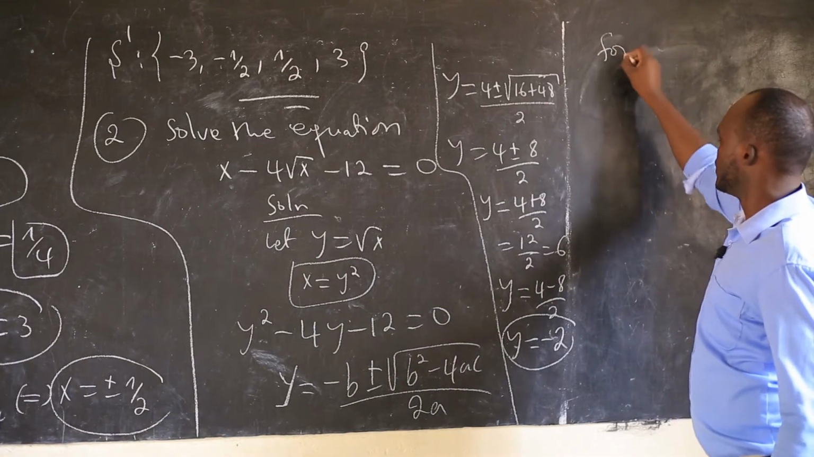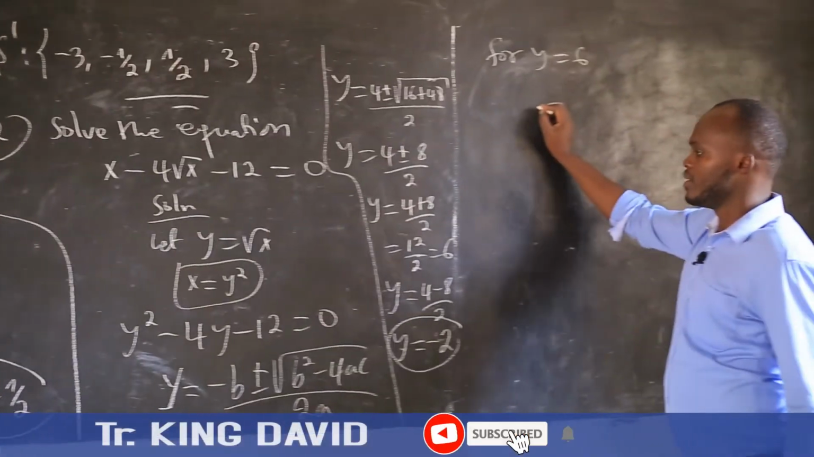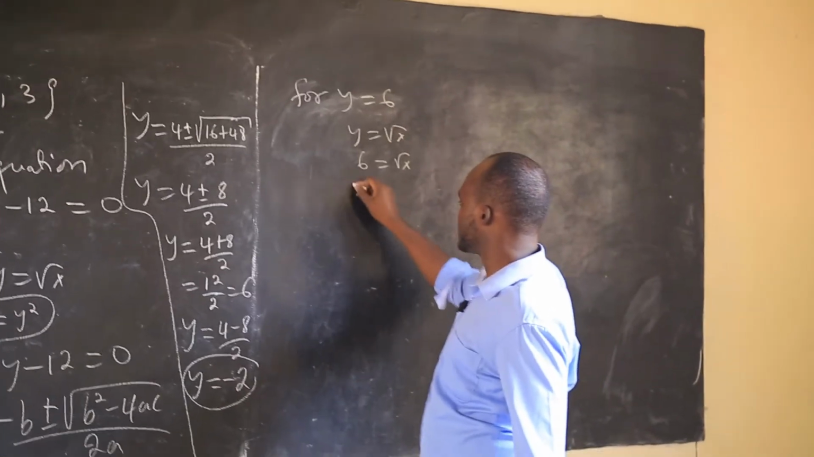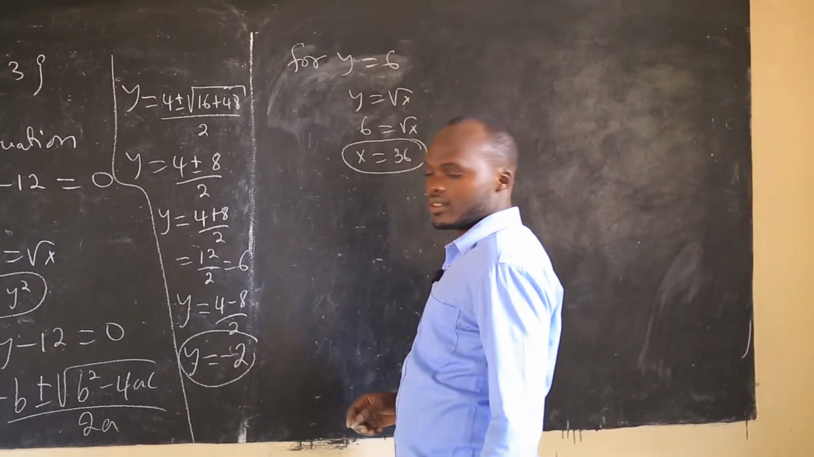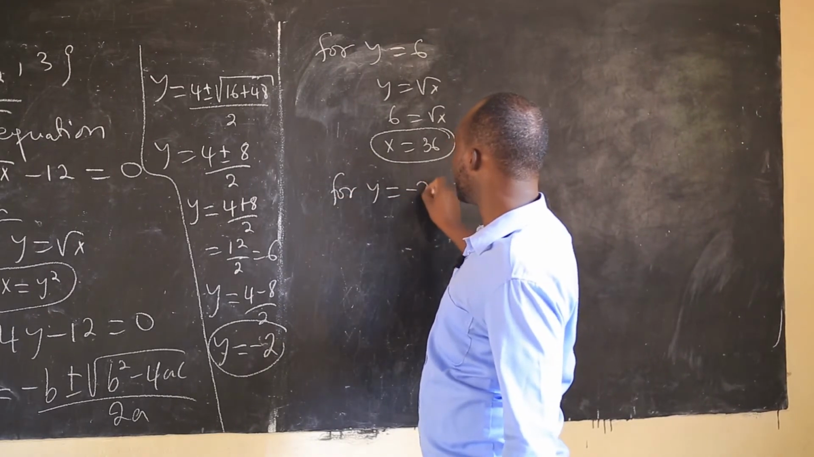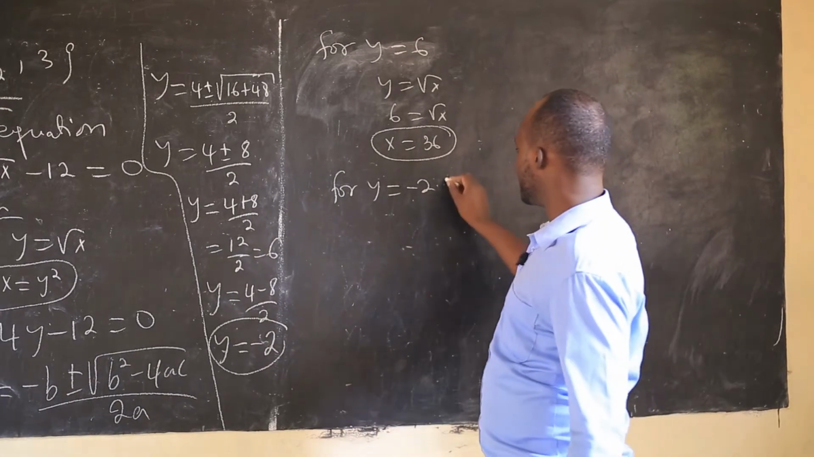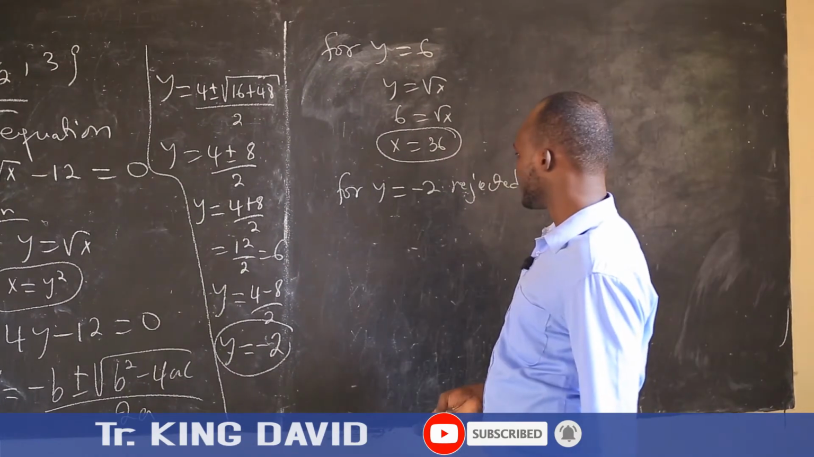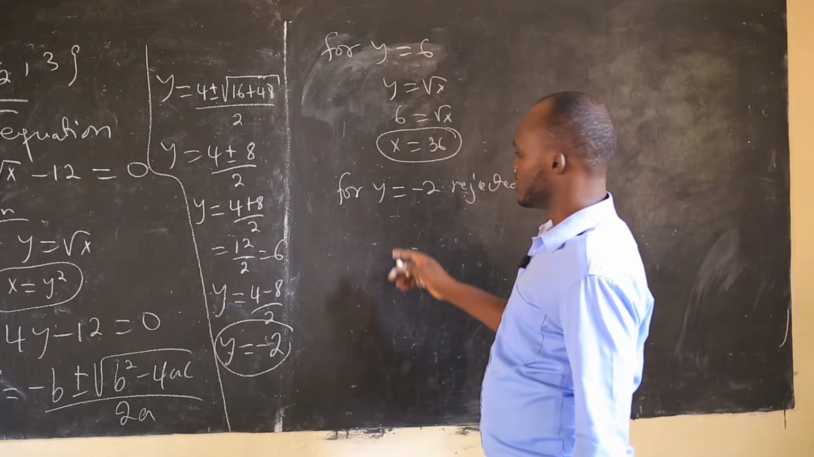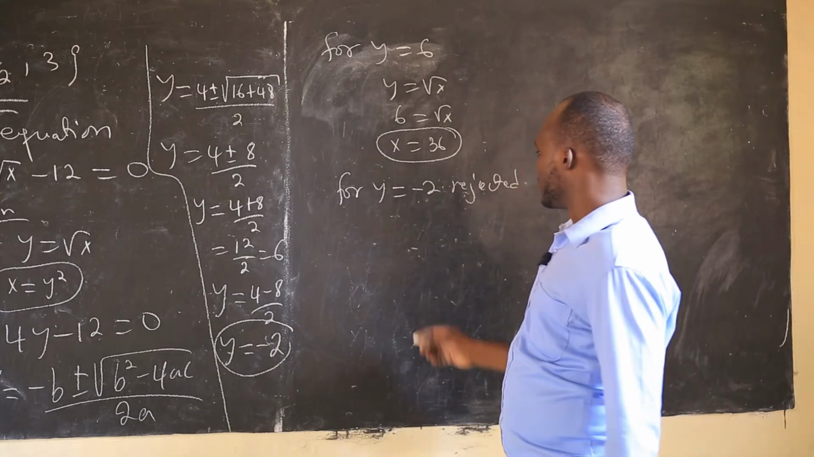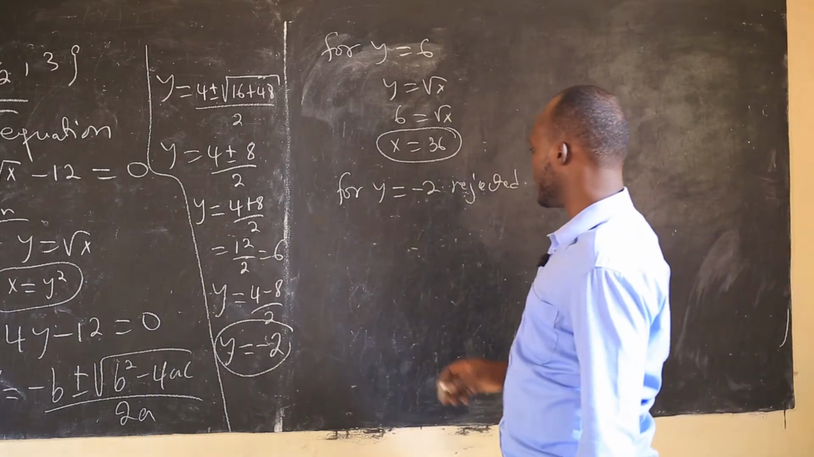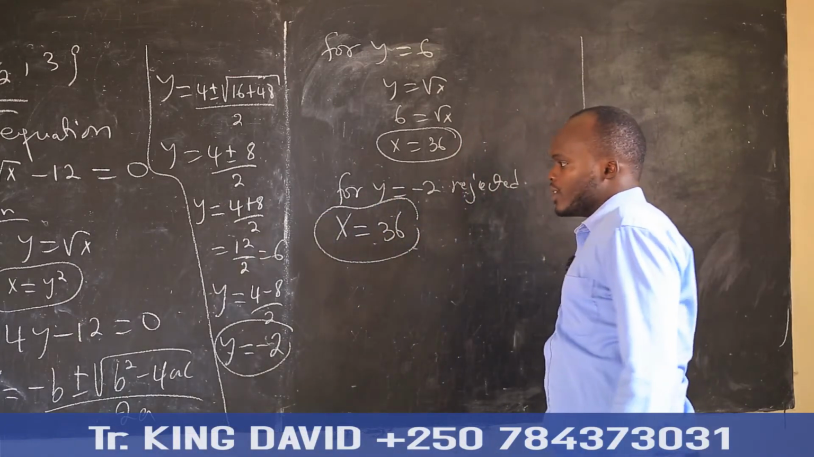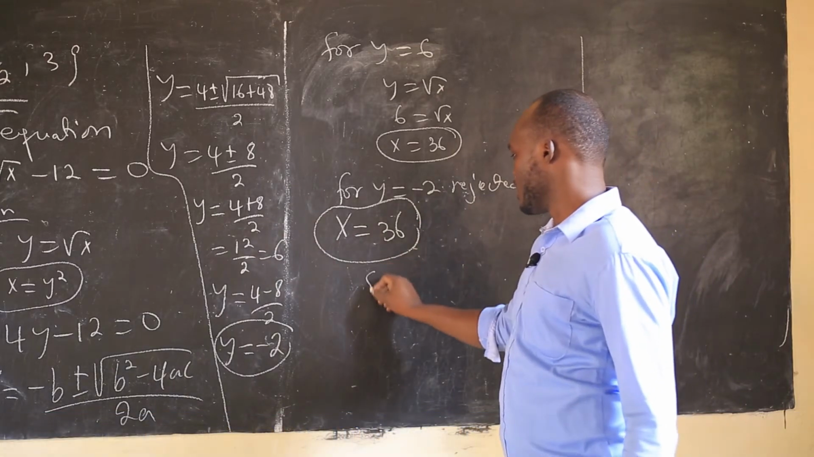Okay, for y equal to 6, what is x? We have seen that y equals root x. So that means 6 equals root x. So x is 6 squared, which is 36. For y equal to negative 2, this one is rejected because we have seen that y equals root x, so this is a negative number, it will be rejected. So our x will be only 36. This is the value of x. So our set will contain only 36.